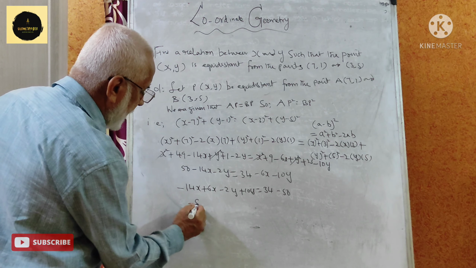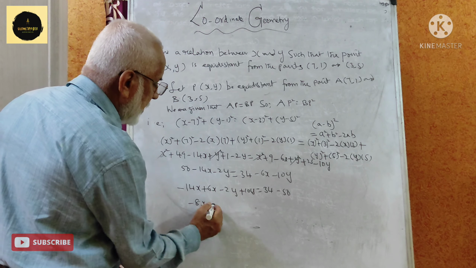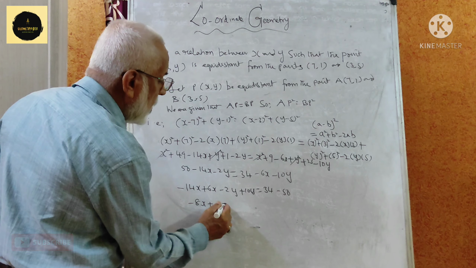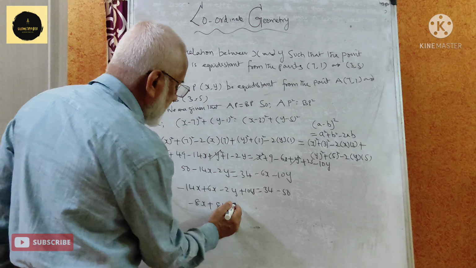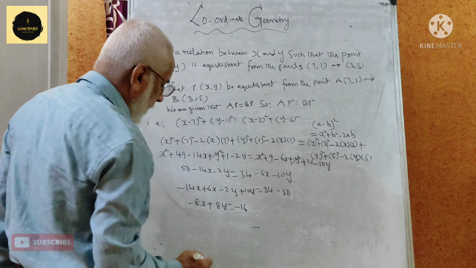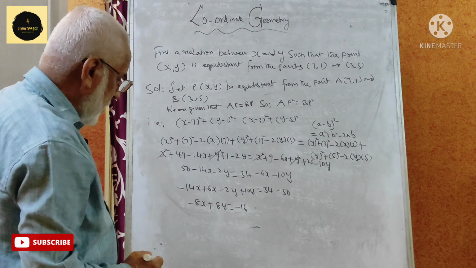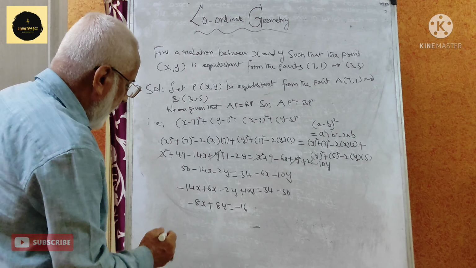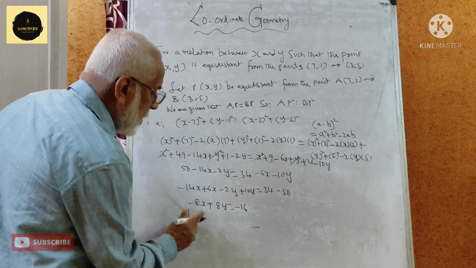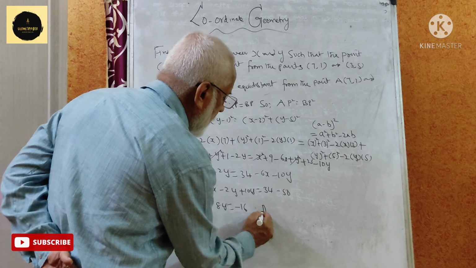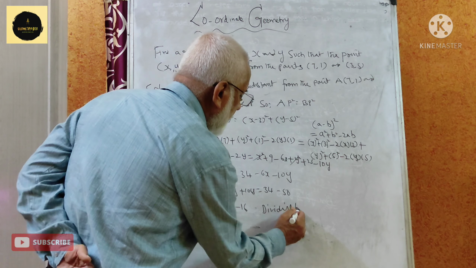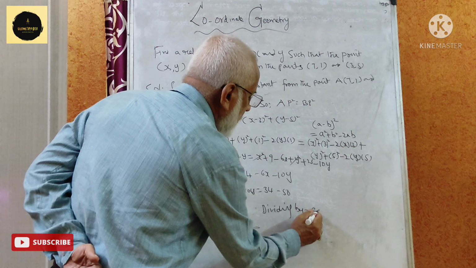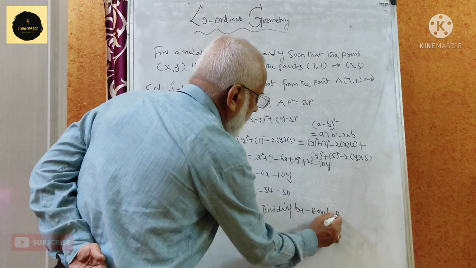Subtract 6 from 14, it is minus 8x. Subtract 10 from 2, it is plus 8y. Subtract 50 from 34, it is minus 16. So what is the common factor here? The common factor is minus 8. Dividing by minus 8 on both sides.